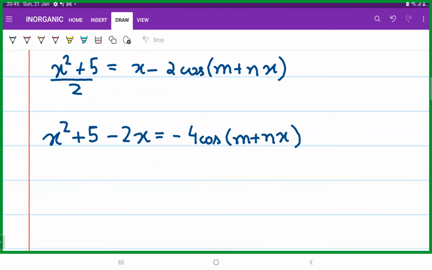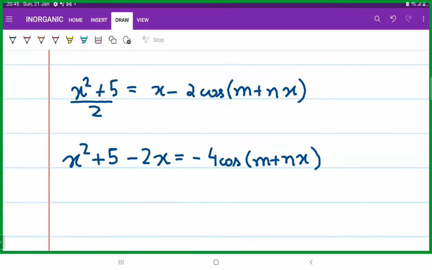So let us now plot both the graphs. Okay, so this graph over here, it's a quadratic, right? The value of x for which y becomes minimum will be minus b by 2a, which is equal to 1. Okay, that is equal to 1.